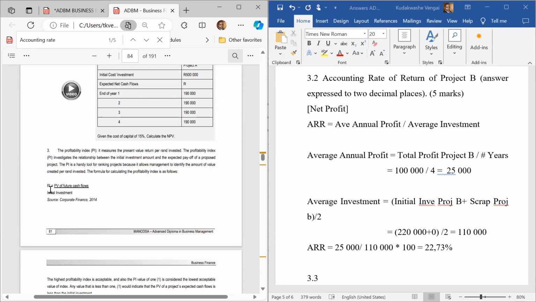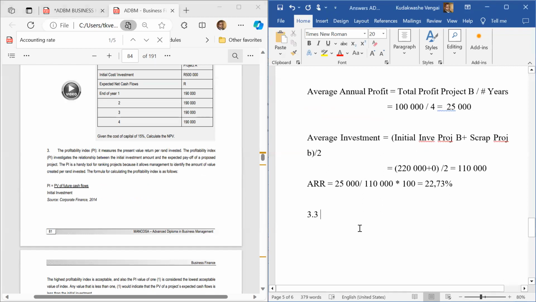There you go. So profitability index is equal to the present value of all the future cash flows divided by the what? By the investment. So that's profitability index, right? Profitability index is equal to the present value of cash flows divided by the initial investment.